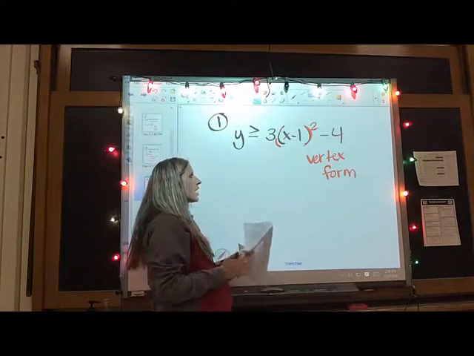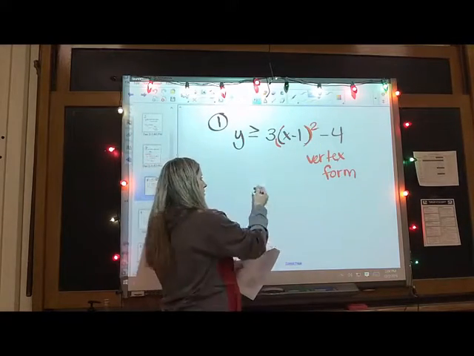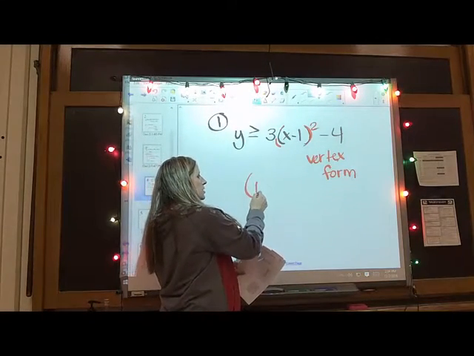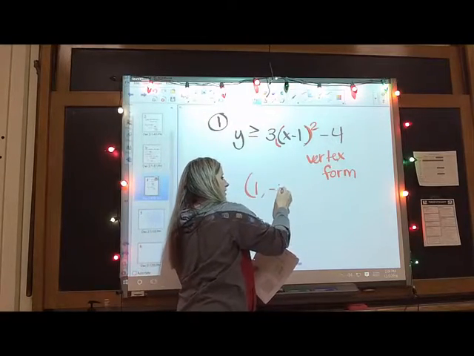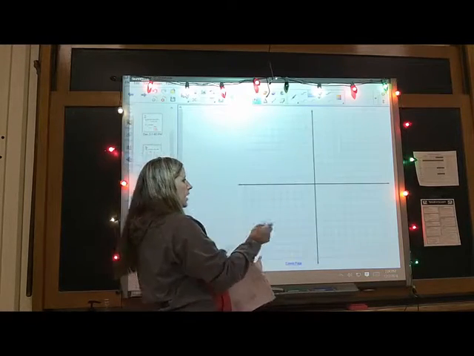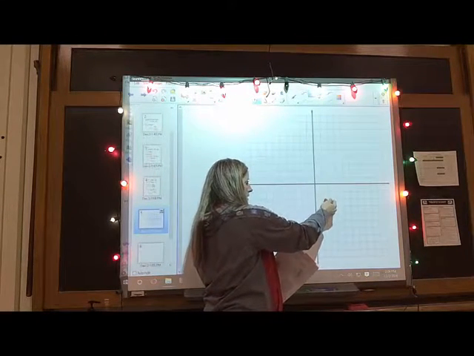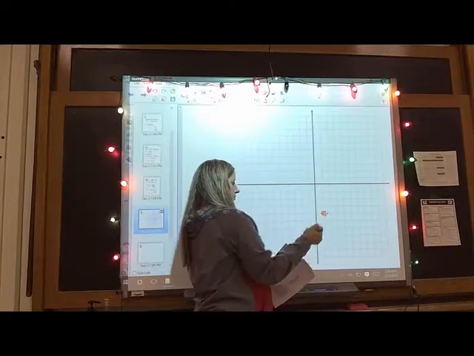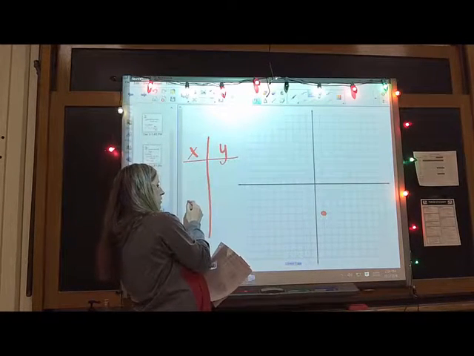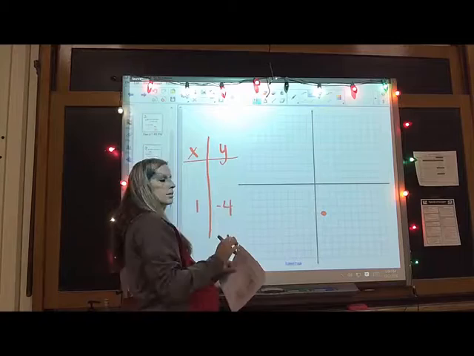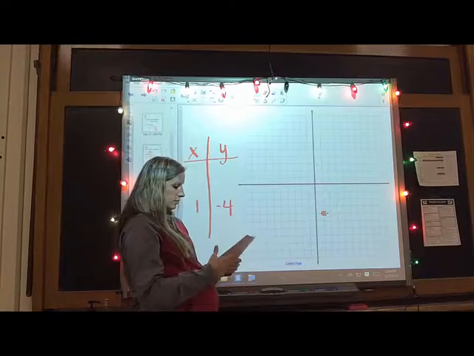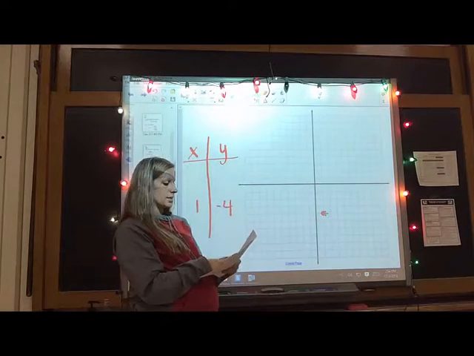So you ask yourself, what is my vertex? For your vertex, you take the opposite of what's inside the parentheses. So it's going to be positive 1, and my y is negative 4. That's going to be my vertex. So I'm going to go ahead and plot that on my graph, (1, negative 4). And I'm also going to make that the middle point of my table, (1, negative 4), and I want to find points around that.